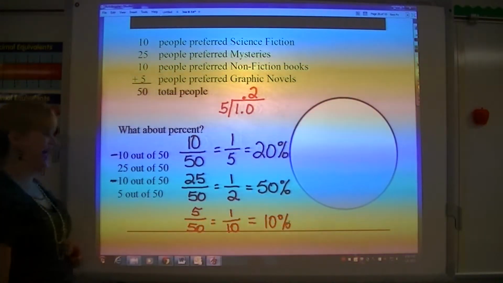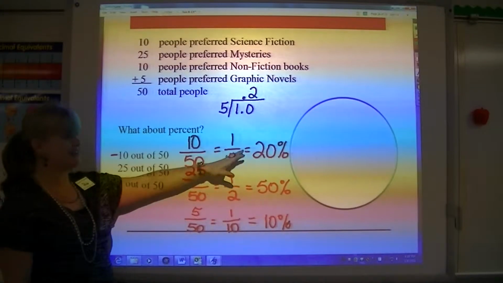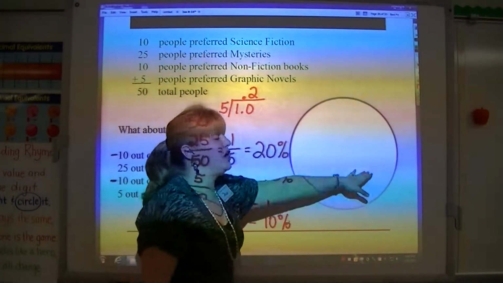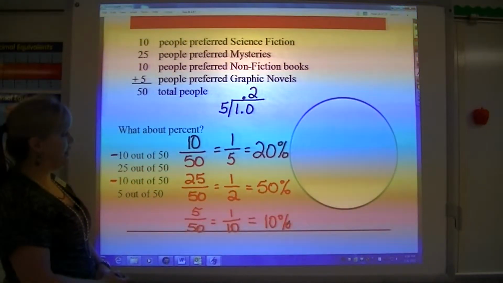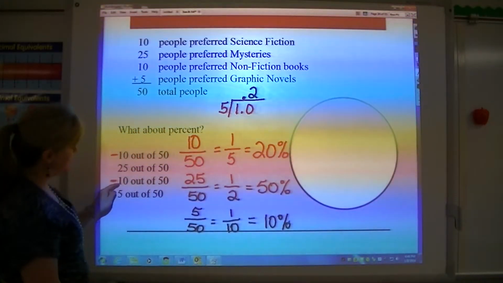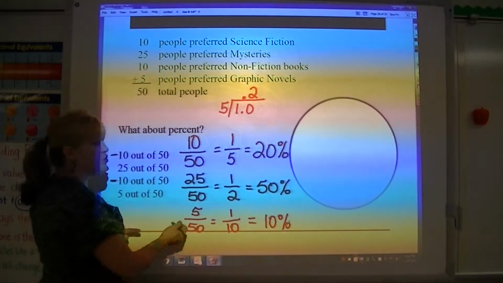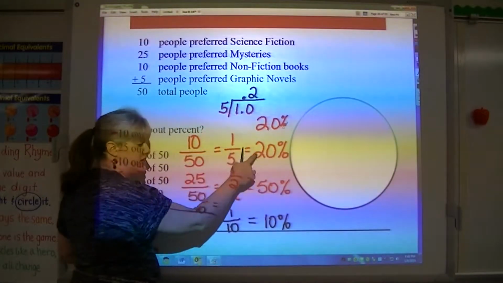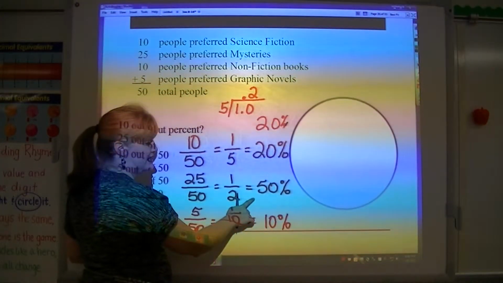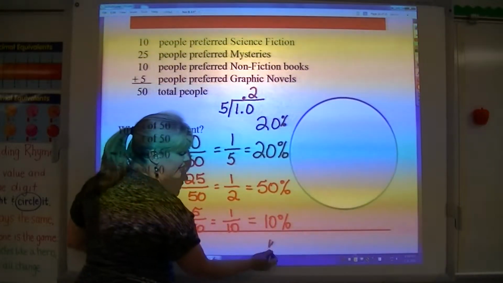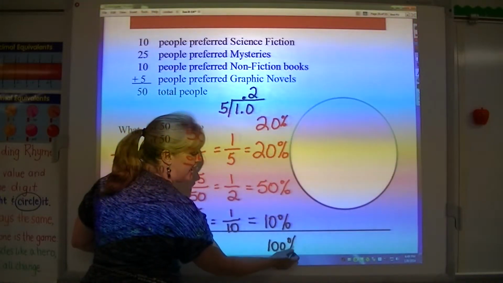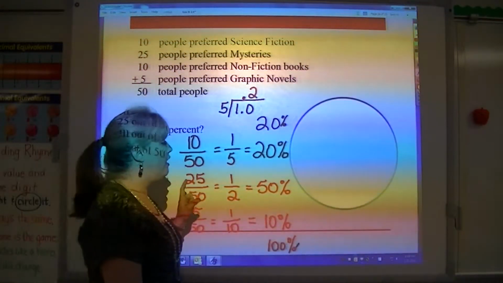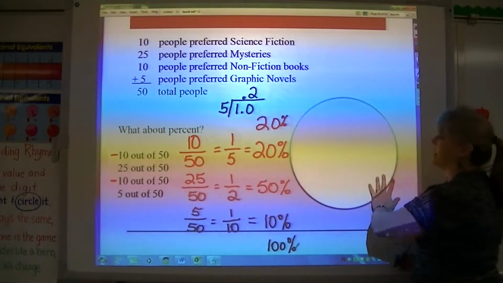Now, I should have percents that add up to 100, because 100 is 1 whole. So I need to go back and check my percents. And remember, I have 20% twice. So let's just put that up here so we don't forget. 20 plus 20 is 40, plus 50 is 90, plus 10 is 100%. So I know that I have included everyone. I didn't forget anyone. Now, let's go over here to our circle graph.